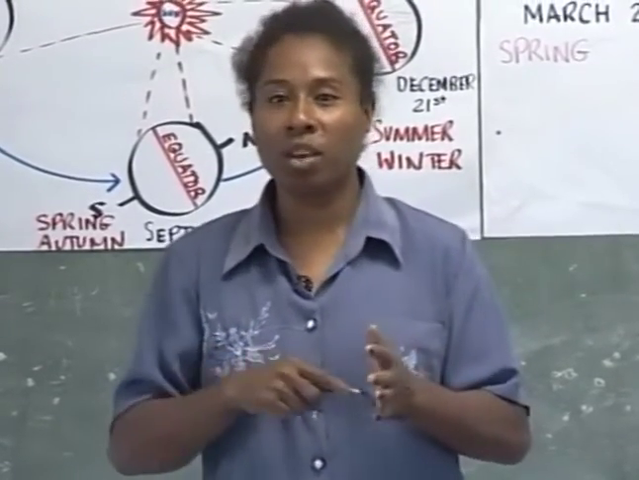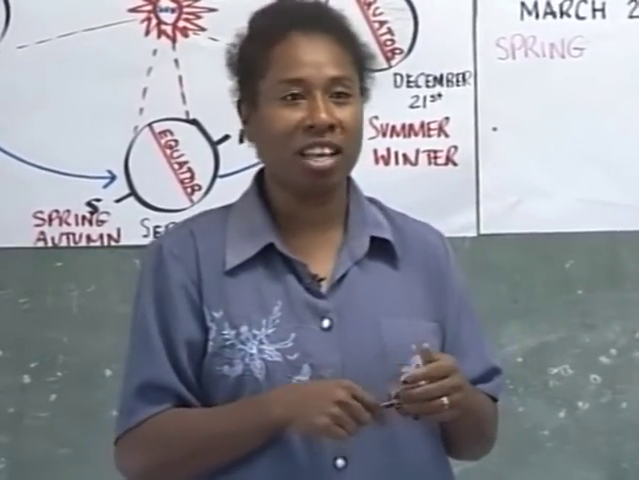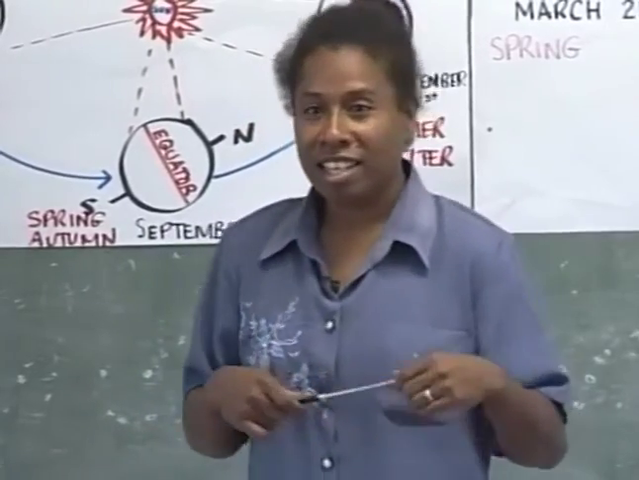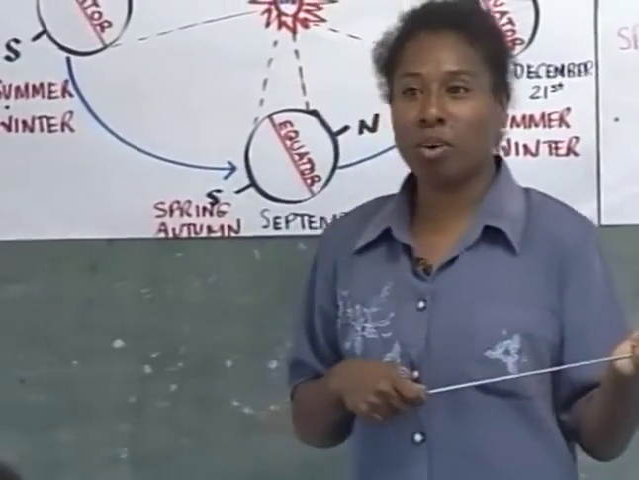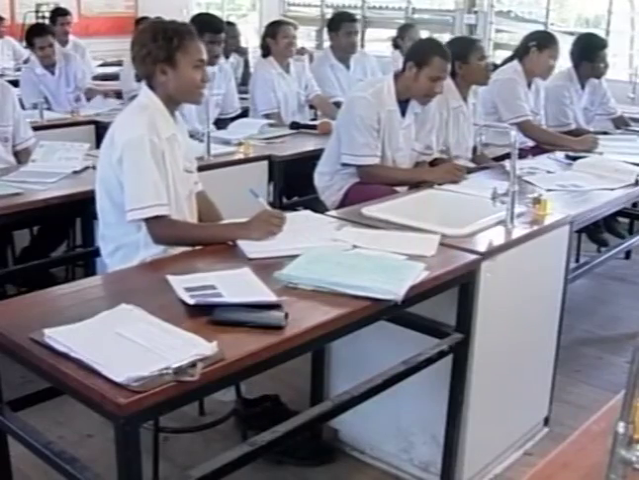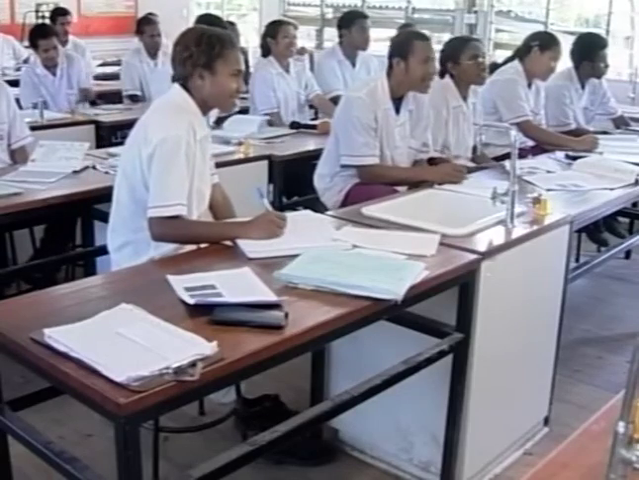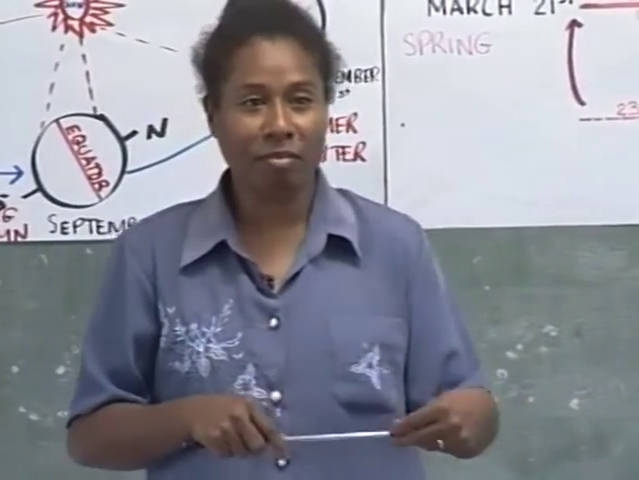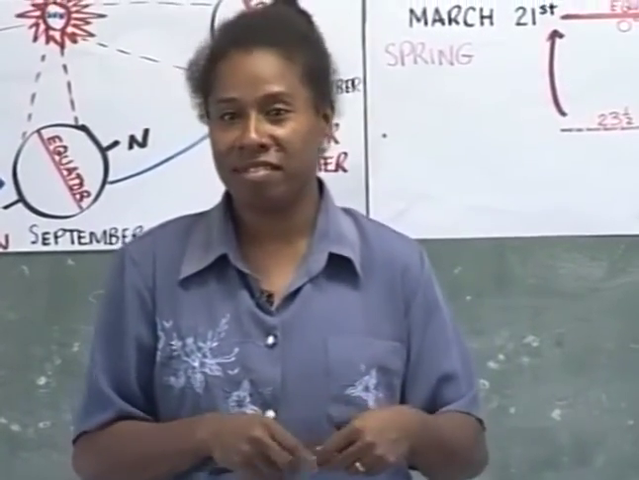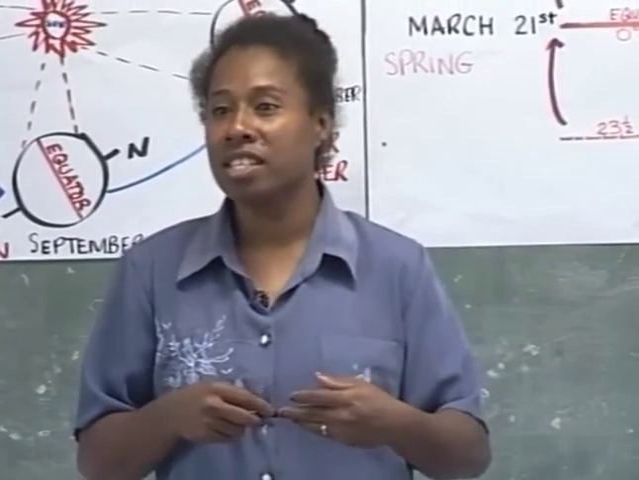Aren't you lucky to be at the equator where you always have 12 hours of day and 12 hours of night? Imagine if you were at the North Pole or the South Pole. You might have 6 months of daylight and then 6 months of night. Any questions?